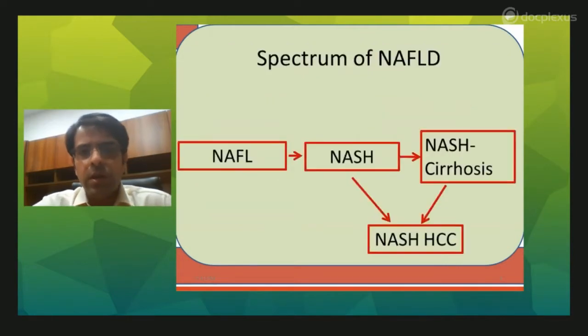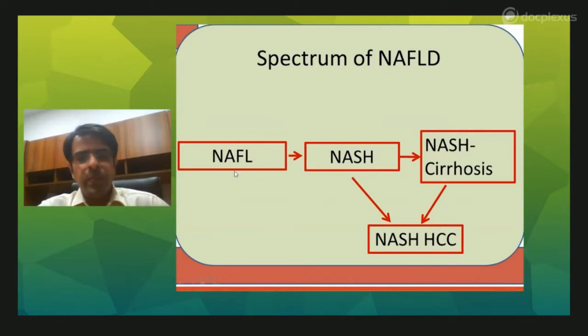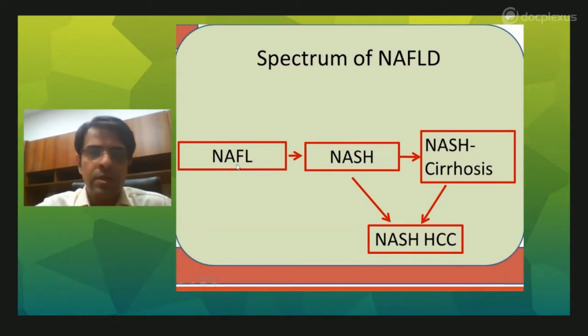So coming to the point here is NAFLD, and what is the spectrum of NAFLD? Many patients will have NAFL, that is non-alcoholic fatty liver, where there is just steatosis. It is not causing any liver injury or any liver fibrosis. In some patients, it will progress to NASH, that is non-alcoholic steatohepatitis, which may progress to cirrhosis, and some of the patients may develop HCC or hepatocellular carcinoma. Most of the patients will essentially have non-alcoholic fatty liver, which will usually be harmless.